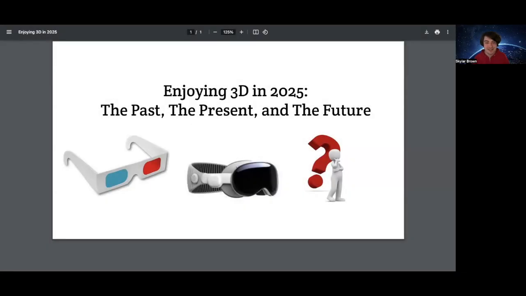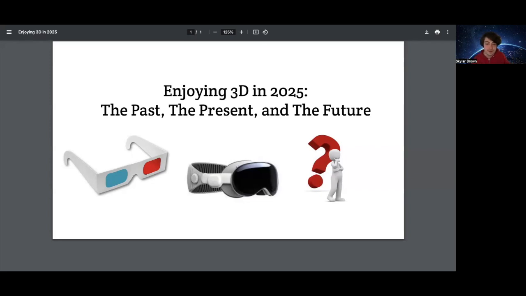Enjoying 3D in 2025. We've all seen a 3D movie at some point or have experienced 3D most likely during some season of our lives.